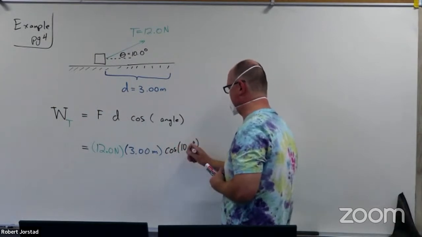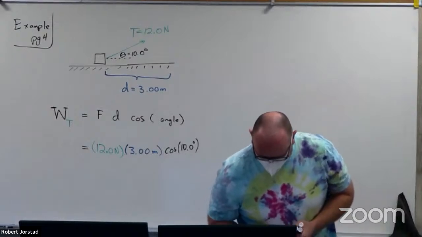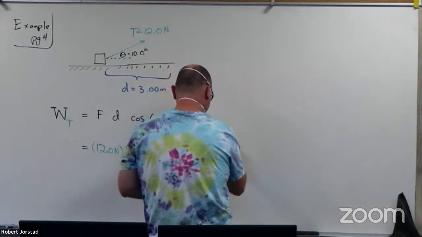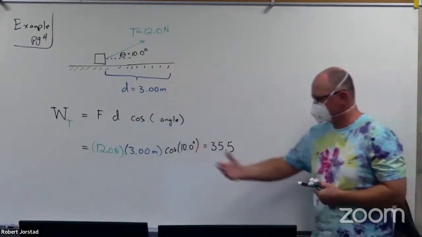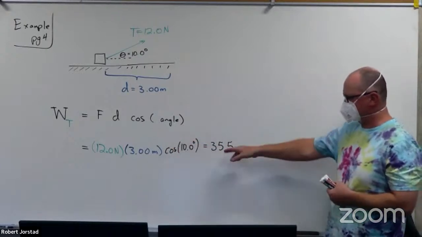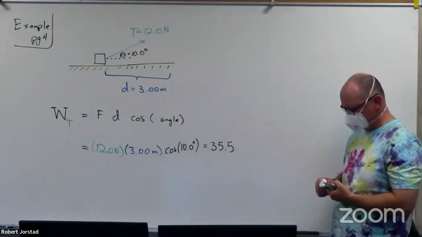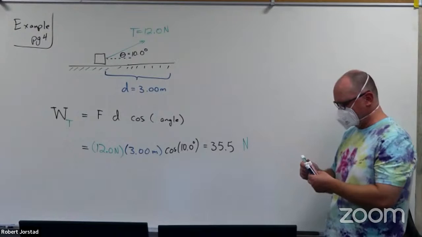In this problem, it's very easy to see all three. It's just a practice one. What did I get? 35.5. What are the units left over? I just punched this into my calculator, nothing fancy. What units are left? It's newtons times a meter. The Newton meter is the name of a unit.